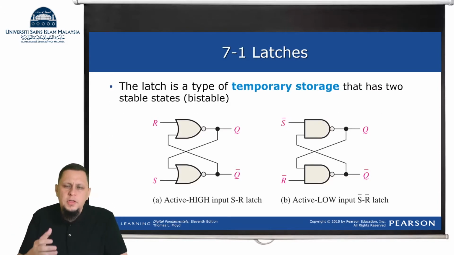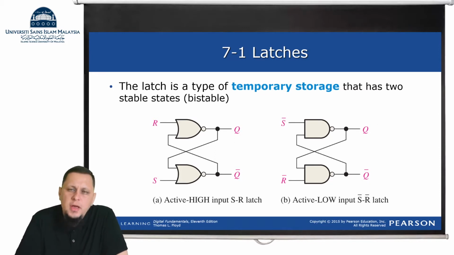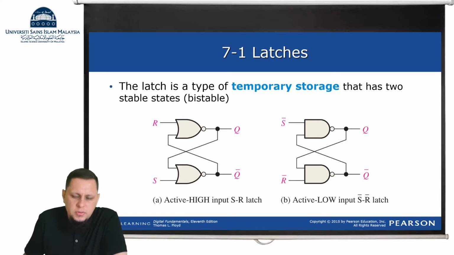The first thing that we're going to cover today is called a latch. A latch is a type of temporary storage that has two stable states. Here you can see the example. This is the logic circuit for the latch. This one is called the SR latch. Why? It has two inputs, set and reset. S means set, R means reset.